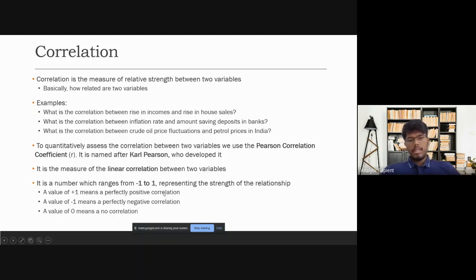So it's like as one is increasing, the other one definitely increases. And a correlation of -1 means perfectly negative correlation. So if one is increasing, the other one is decreasing. And a value of 0 means no correlation at all. So as one is increasing or decreasing, the other one has no relationship with it.